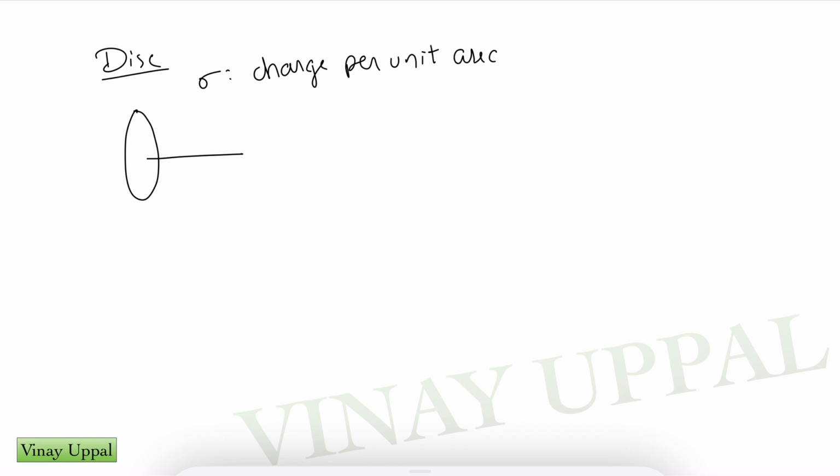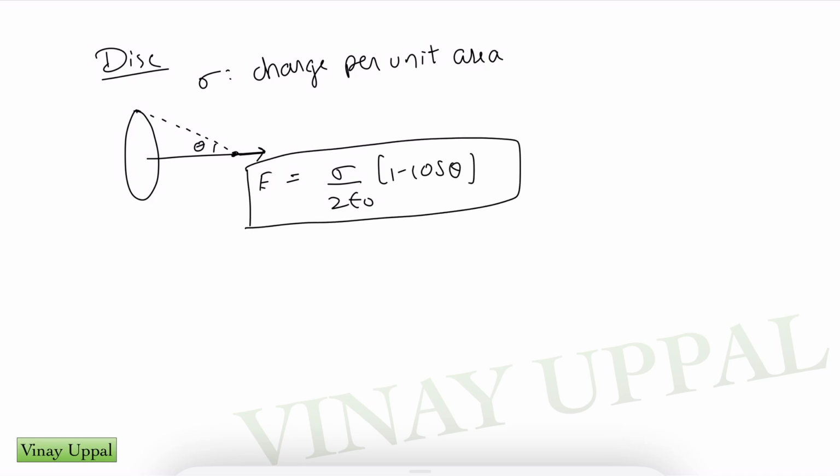Now let's look at the electric field due to a disk. So a uniformly charged disk, let's say the charge density on the disk is sigma. So sigma is charge per unit area and it is uniform. On its axis, at any point, if the disk subtends a half angle of theta, the electric field is going to be sigma by 2 epsilon naught into 1 minus cos theta. So it is something that we must remember.